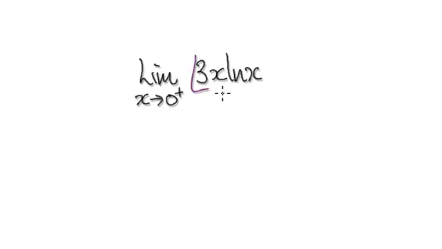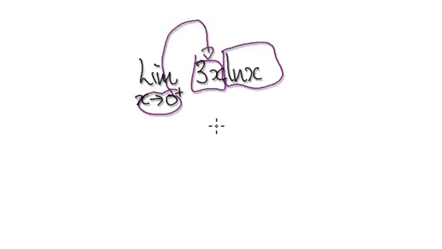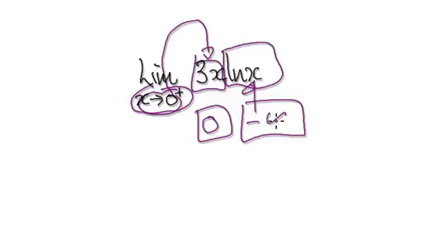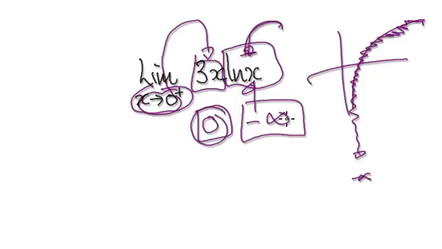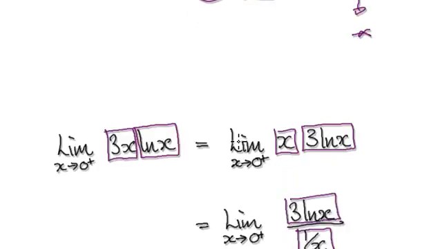Okay, so to do this, you've got one block multiplying another block. As x tends to 0 from the right-hand side, this block here will head towards 0. And then as x heads towards 0, this thing here is going to head towards negative infinity. Because natural log looks like this, if this block is heading towards 0 from the right hand side, you are heading towards negative infinity. So here you've got 0 times negative infinity. So here you've got a product. So turn that into a fraction.